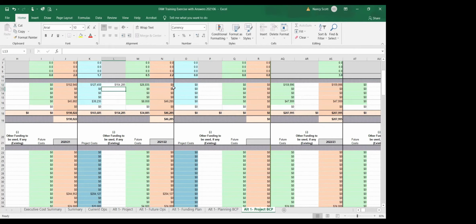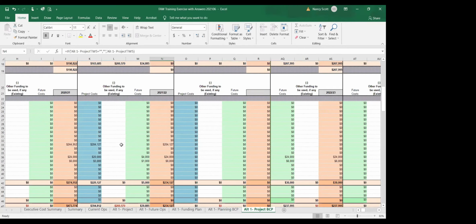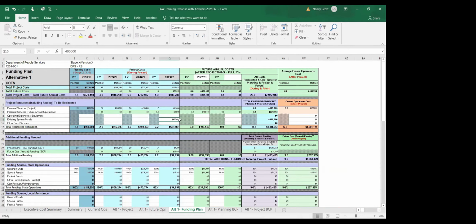And it would show I don't need any funds, right? If I go here and I put in that 46,285, that's saying for that fiscal year, I do not need any future or project dollars for 21-22. I'm using existing funds. The key to this is that when you enter this information, whatever it is that you put on your funding plan, that you match that 400,000.